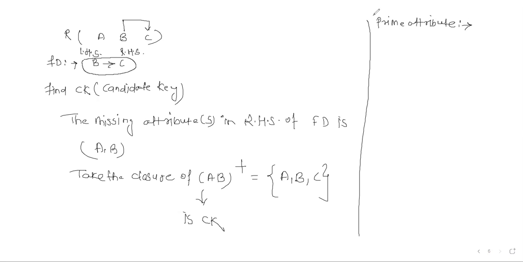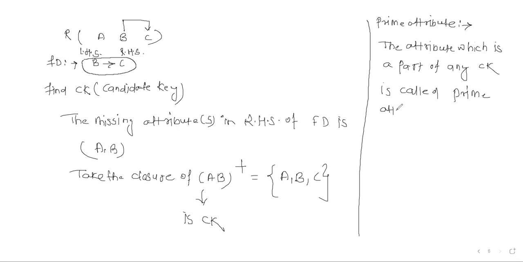Now what attribute is called a prime attribute? The attribute which is a part of any candidate key. Why am I writing any candidate key? Because I told you in the previous class you may have more than one candidate key, but here you are getting only one candidate key. But if you get more than one candidate key, then you need to check in every candidate key. What you have to check? The attribute which is a part of any candidate key is called a prime attribute.